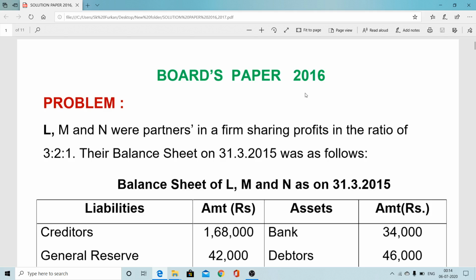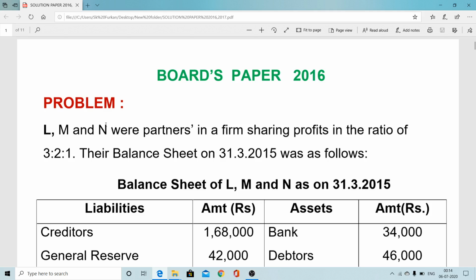The last class we completed board paper 2015. Directly we'll enter into our board paper. Let's see which type of problem came in that particular year, that is 2016. Here in this problem there are three old partners and one new partner, meaning altogether four partners.